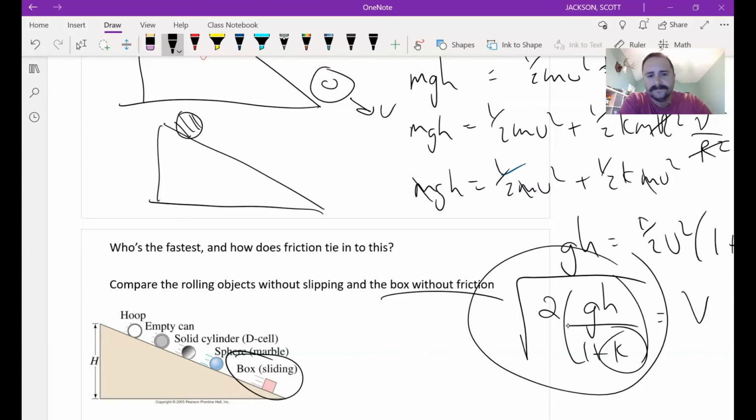And this is your ranking of your values. If the k value is 0, it doesn't rotate at all, you're going to have nothing down there, just the 1. So then you are going to go the fastest. That's why the sliding box would win, because it's just going to have the 1 on the bottom there, not a smaller fraction. So that is rotational kinetic energy. Hopefully you can go play with that, and you just really got to try and see what you can solve. Good luck.